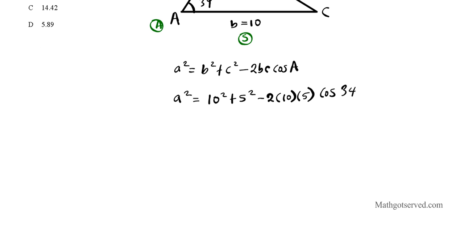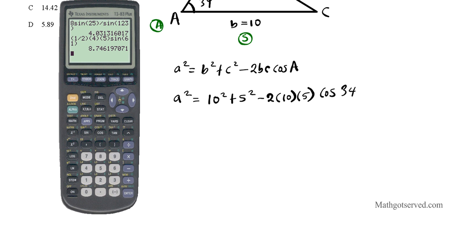All right, let's plug that into our calculator. I'll have our calculators do the heavy lifting here. So let's see, what do we have? We have 10 squared plus 5 squared minus 2 times 10 times 5 cosine 34.